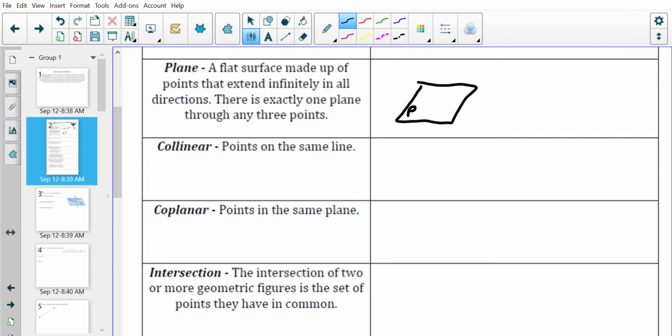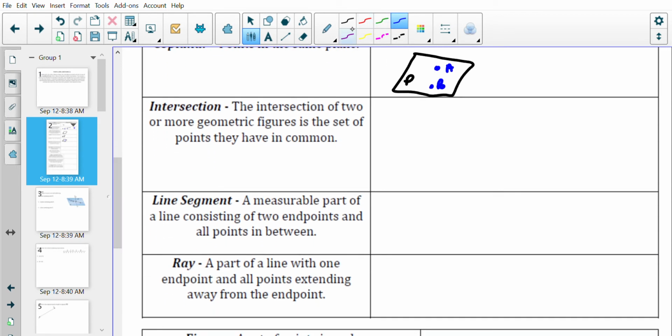Collinear, points on the same line. So if we use the same example up above, we have a line here with 2 points on the line, A and B. A and B are collinear because they're on the same line. Coplanar, points in the same plane. So again, if I use the same example, here we have plane P. If I have a couple points in here someplace, point A, point B, point A and point B are coplanar.